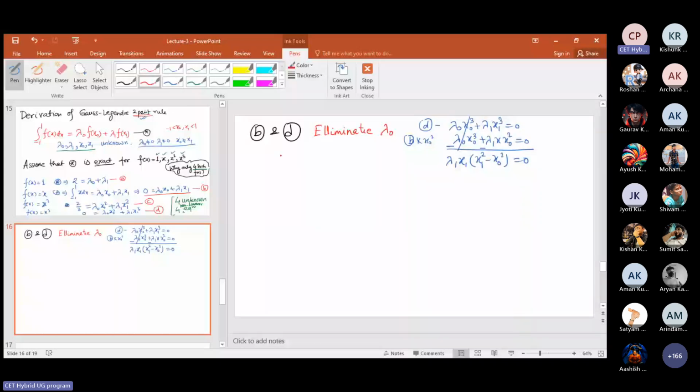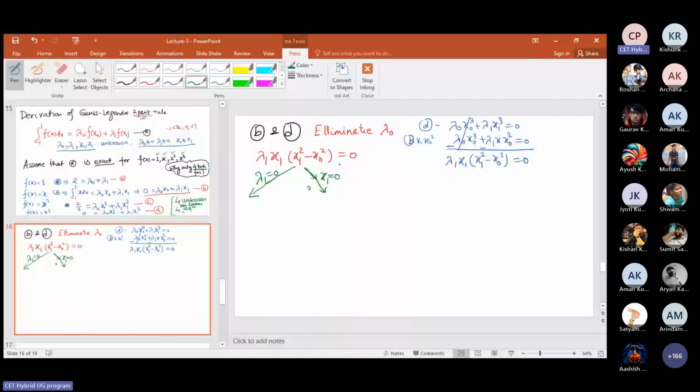ये हम अलग लिख लेते हैं. जैसे हम एलिमिनेट करेंगे हमें ये इक्वेशन मिल जाएगी, लैम्डा 1 x1 स्क्वायर माइनस x0 स्क्वायर इक्वल्स टू 0. आप लोगों को पता होगा, इफ एनी प्रोडक्ट इज 0 देन द कंपोनेंट्स should be 0, right? So from here you will have options. First option is lambda 1 equals to 0. Second option is x1 equals to 0.